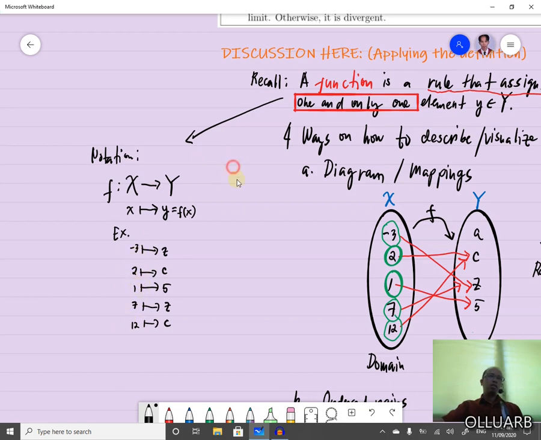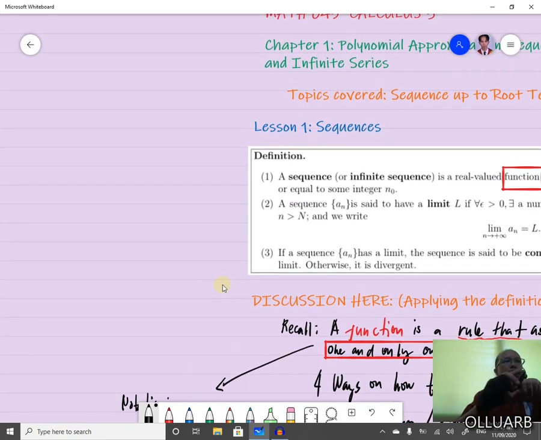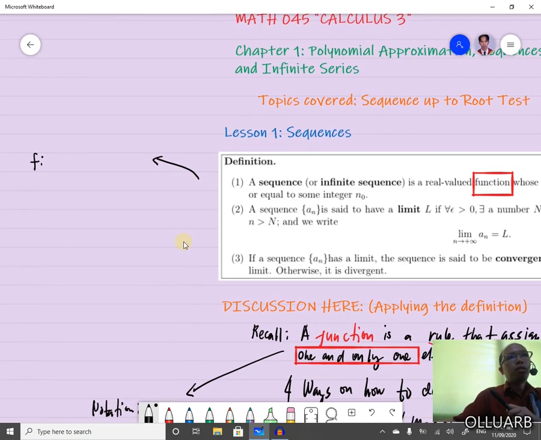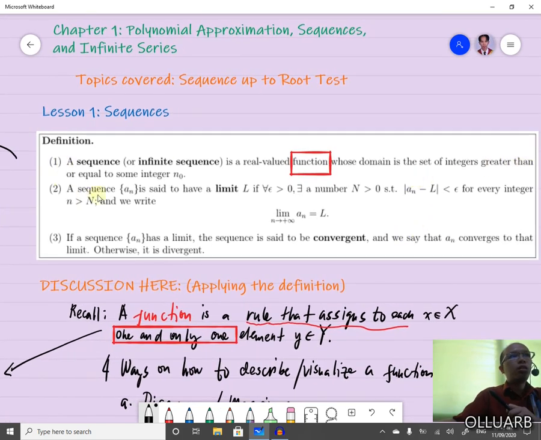Okay, so let's go back now to our definition. It says here that a sequence, so let's try to explain this one. A sequence is a function, a real valued function, meaning to say the codomain must be real. So whose domain is the set of integers greater than or equal to some integer n naught.